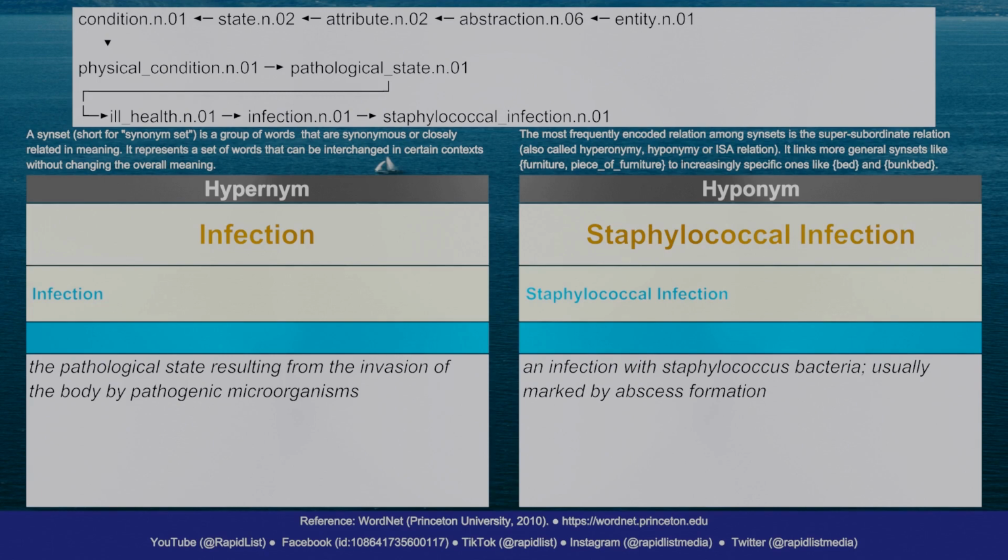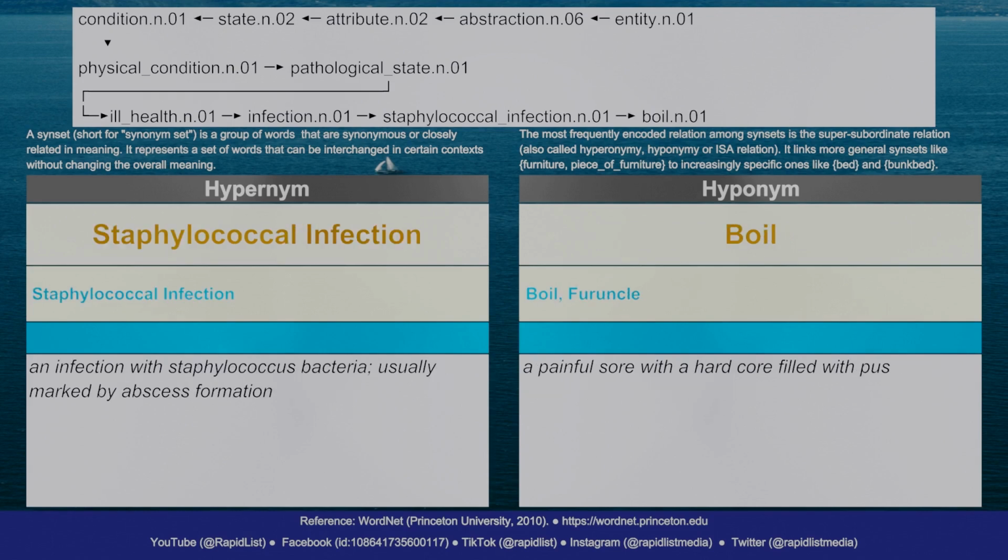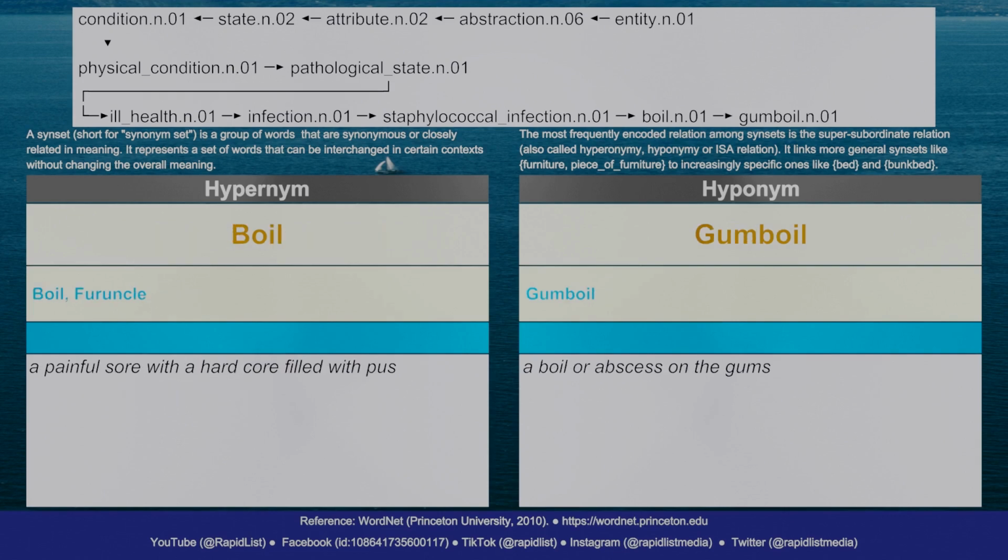Staphylococcal infection. An infection with Staphylococcus bacteria, usually marked by abscess formation. Boil. A painful sore with a hard core filled with pus. Gum boil. A boil or abscess on the gums.